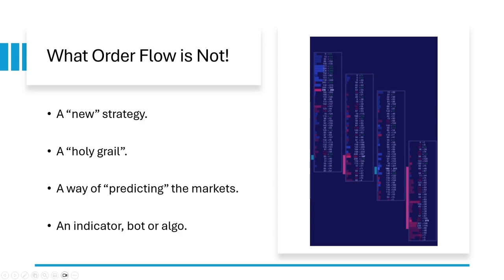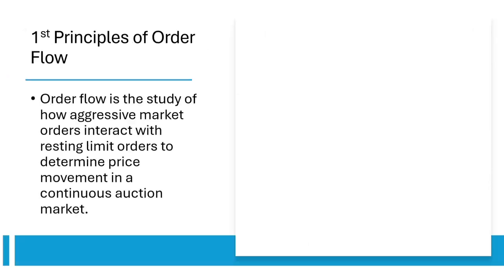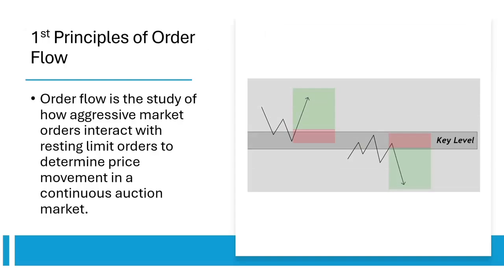And I'm going to make videos on this in the future as to how the order flow actually works. But for now, we want to understand basic first principles, right? So order flow is the study of aggressive market orders interacting with limit orders. And in this training, we are going to dive into exactly what that means.